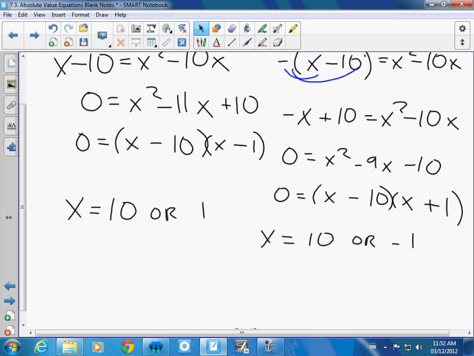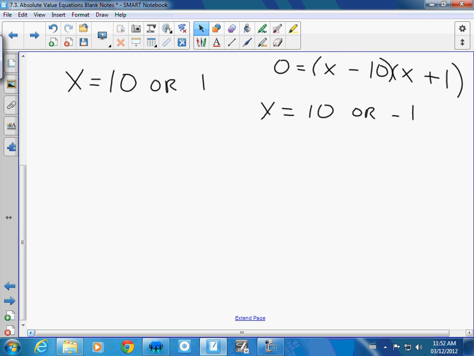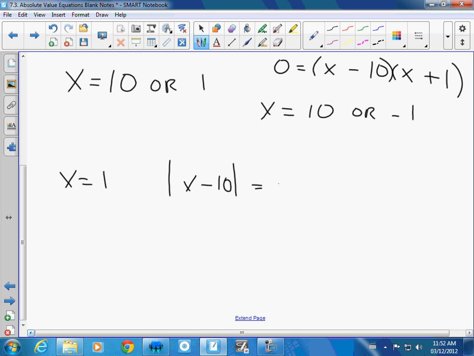Okay, let's test them out. Now, as you get faster with these, you'll understand that you can actually solve them pretty quick. Let's try this one, x equals 1. So what's the original equation? Absolute value of x minus 10 equals x squared minus 10x. Okay, here we go. We're going to see if 1 is a possible answer. So the absolute value of 1 minus 10 equals 1 squared minus 10 times 1.